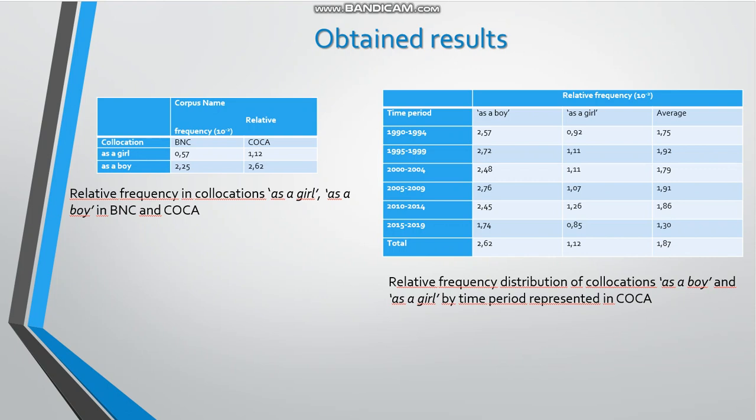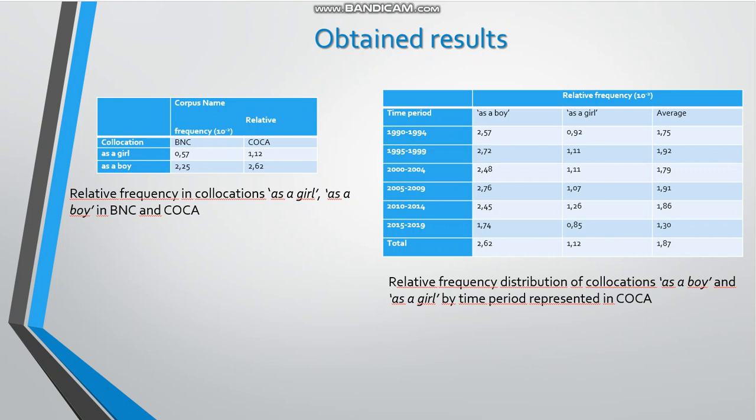Also, the COCA corpus allows us to trace the trend of a given collocation's usage in its diachronic aspect. So, judging by the frequency, we can conclude that the collocation as a boy is more productive than as a girl and was widely used in the texts of 2005 to 2009. Also, it is important to mention that the period of the biggest usage of both collocations is 1995-1999, and the average usage of them per million words is 1.87.